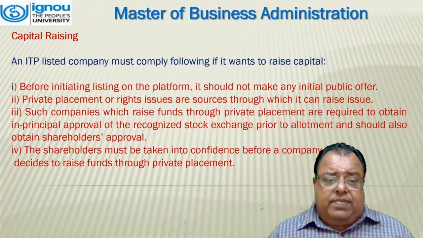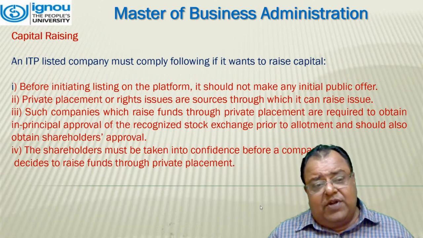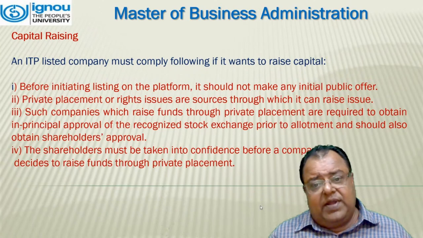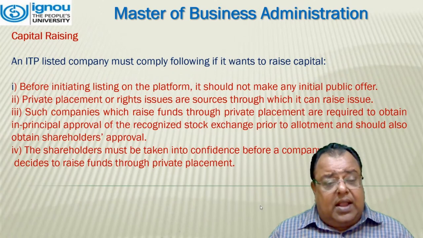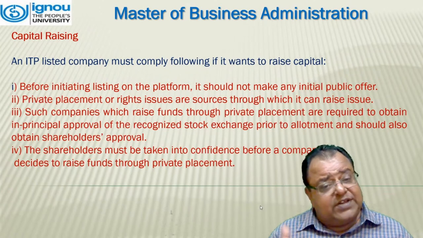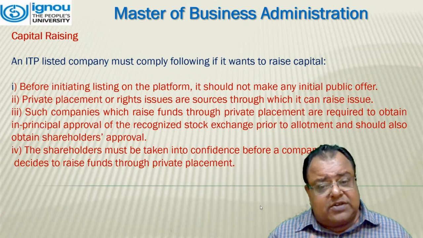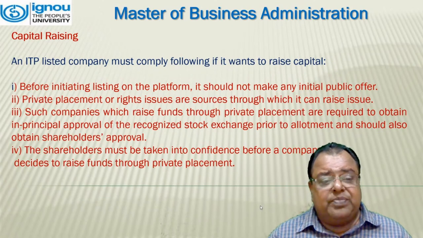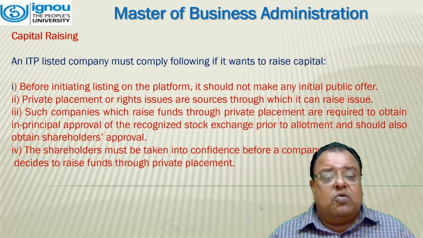Capital raising. An ITP listed company must comply with the following if it wants to raise capital. Before initiating listing on the platform, it should not make any initial public offer. Conditions: private placement or rights issue are the sources through which it can raise issues. Such companies which raise funds through private placement are required to obtain in-principle approval of the recognized stock exchange prior to allotment and should also obtain stakeholders' approval. The stakeholders must be taken into confidence before a company decides to raise funds through private placements.